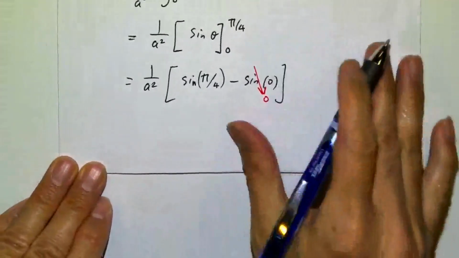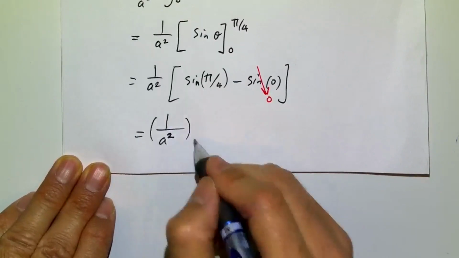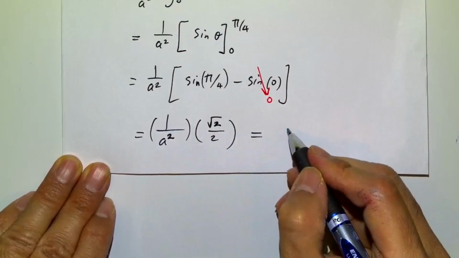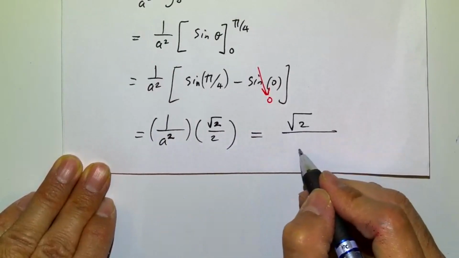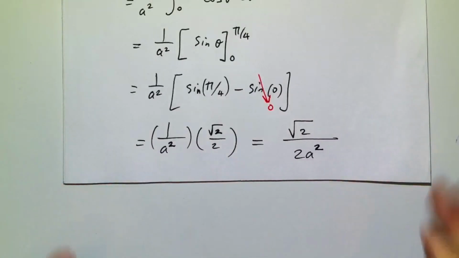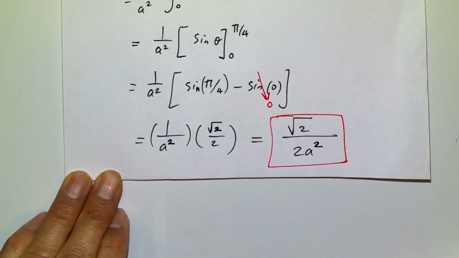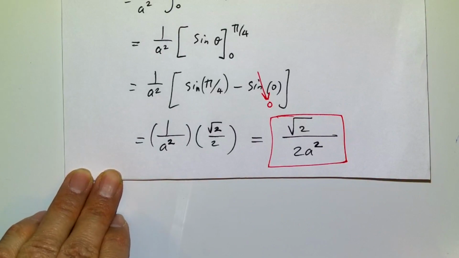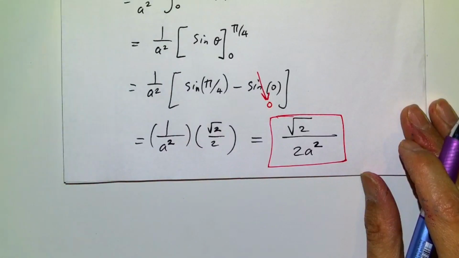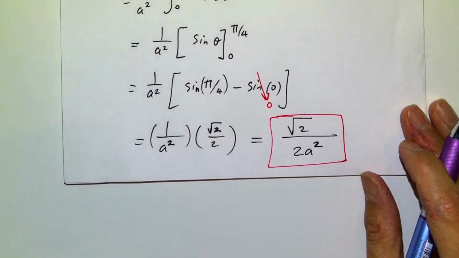So it equals 1 over a squared times square root of 2 over 2. And what do we end up with? We end up with square root of 2 over 2a squared. Okay. So this was one of those cases that might come up where you have a square root raised to some other power, 3, 4, or higher power.